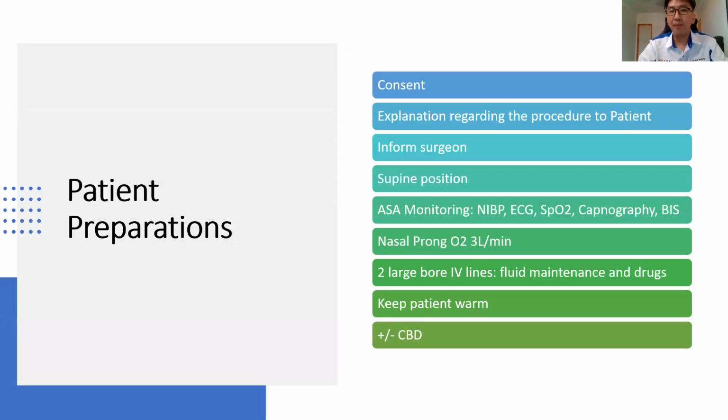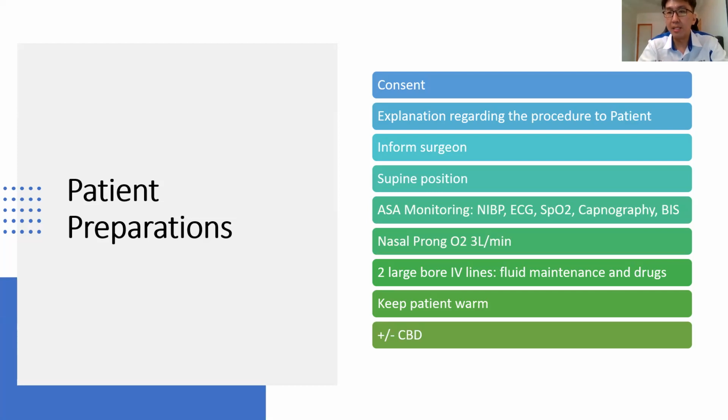So for patient preparation, yes, of course you have to tell the patient, get consent, explain to the patient and surgeon regarding the need and our preferences for doing this awake cranioplasty, and make sure the patient is in supine position. ASA monitoring like NIBP, ECG, SpO2, capnography, and BIS monitor is important. Provide nasopharyngeal oxygen with capnography, and 2 large bore IV lines is adequate.